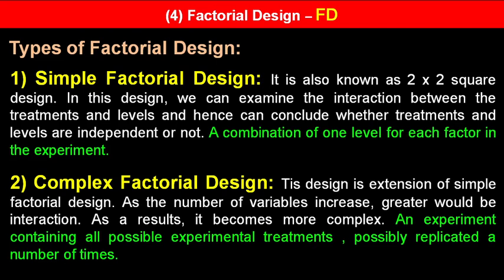Complex factorial design. This design is the extension of simple factorial design. As the number of variables increases, the interaction would be greater. As a result, it becomes more complex. It is an experiment containing all possible experimental treatments, possibly replicated a number of times. So these were the types of formal experimental design.